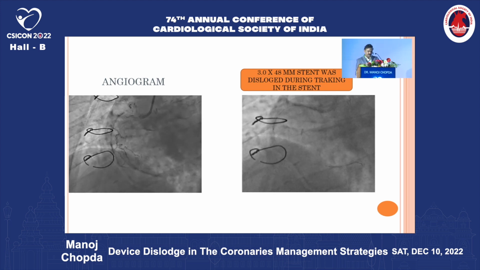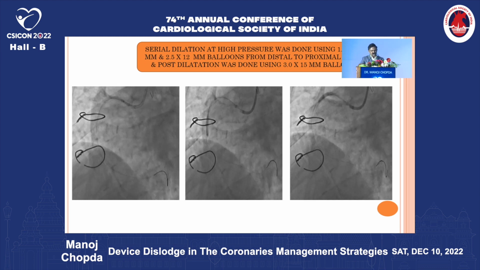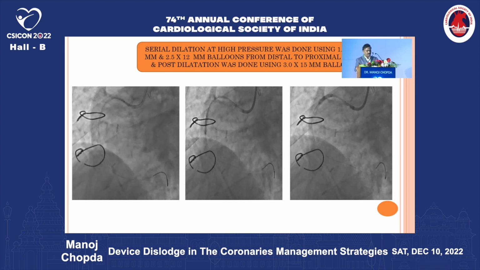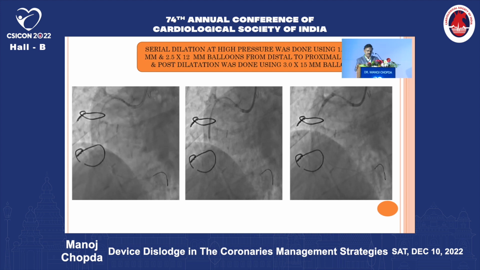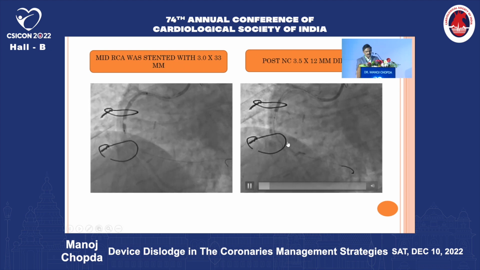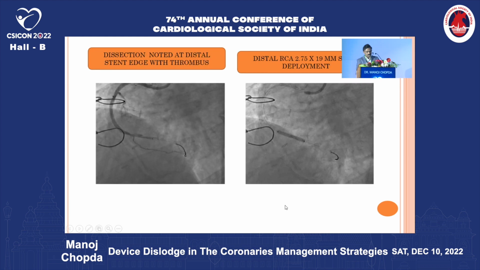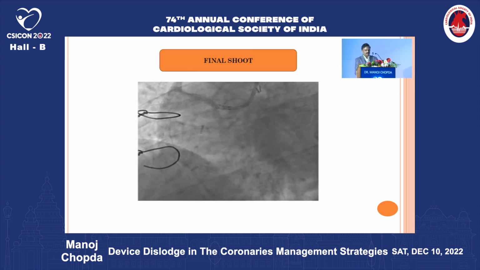The wire was inside only. We were lucky enough that we could put a 1.5/12 balloon and dilate the stent, then took a 2.5/12 and dilated the stent completely. From ostium to proximal lesion was dilated, then we took a 3/15 balloon and dilated the stent. Afterwards, we had to cover it with a second stent in the mid to distal RCA.